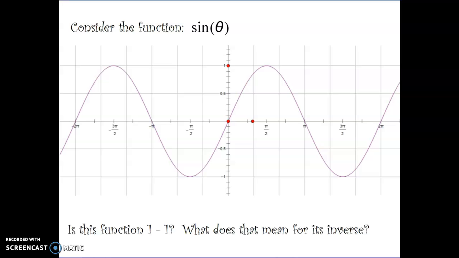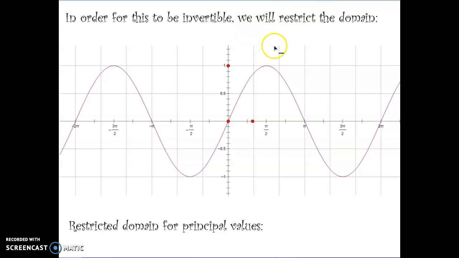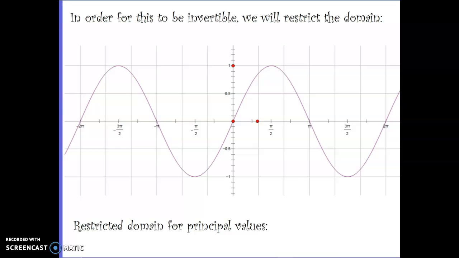Well, if you remember from our last video, functions that are not 1 to 1 are not invertible. That means that their inverse is not a function. So what we're going to do is restrict the domain. I want to force this to have an inverse that is a function, so I'm going to make it a 1 to 1 function. So what we'll do is restrict our domain so that I have one positive quadrant and one negative quadrant. The way we're going to restrict that is right here.